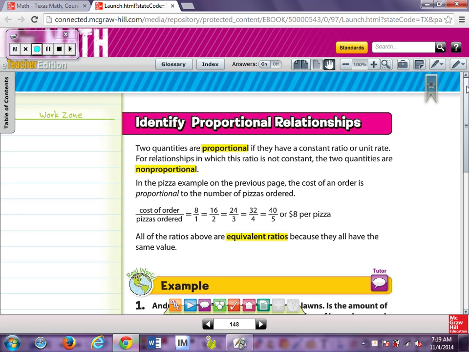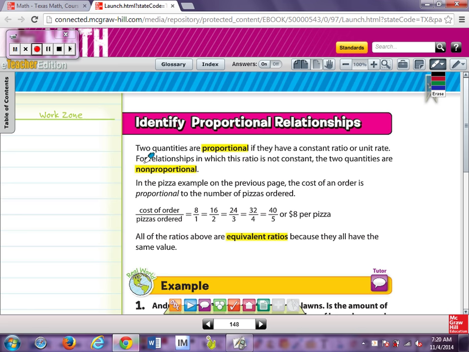Now, it says here, two quantities are proportional if they have a constant ratio or rate. So when we did the first real-life example previous to this page, we had a constant ratio happening of $8 for every pizza. So when you have a pattern like that that keeps repeating, when you have the same amount of something every single time for every given certain amount, for example, 8 to 1, 16 to 2, 24 to 3, just like we had in the previous example, then you have what's called a proportional relationship.